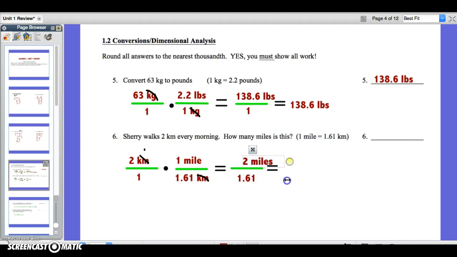Now, you would divide those out, and then that would give you your answer. For this case, it's some kind of decimal answer. I don't have my calculator with me, so type this into your calculator. 2 divided by 1.61, and your answer is going to be in miles. Make sure you actually fill those in. Okay.